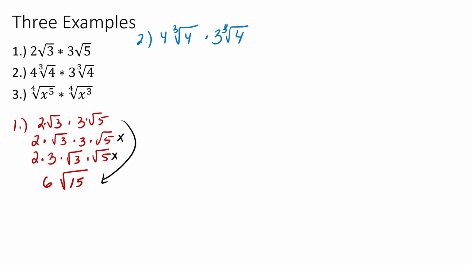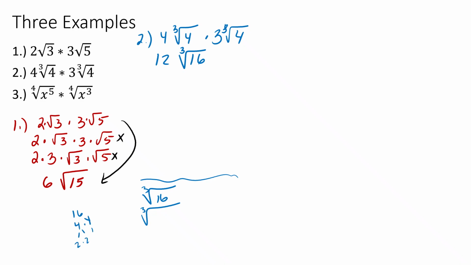So 4 times 3 is 12. And then we have the cube root of 4 times 4, which is 16. But now we've got to check and see if that is simplifiable. So I'm going to come down here and just cordon off some scratch work. We've got the cube root of 16. The 16 factors into 4 times 4.